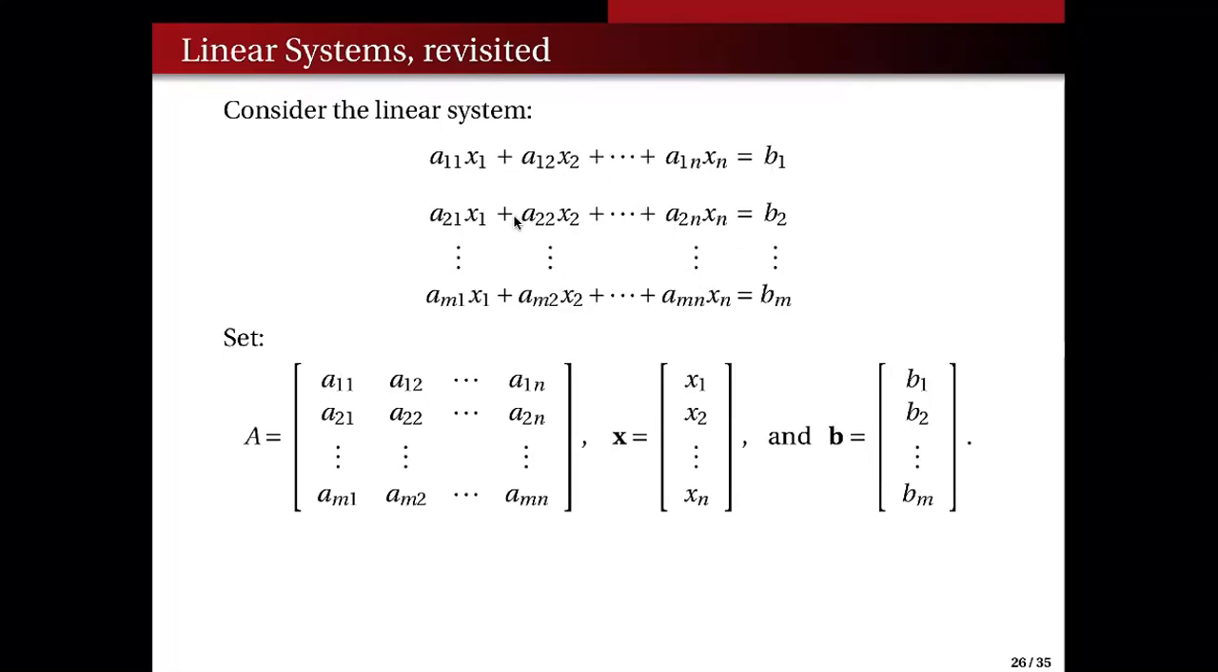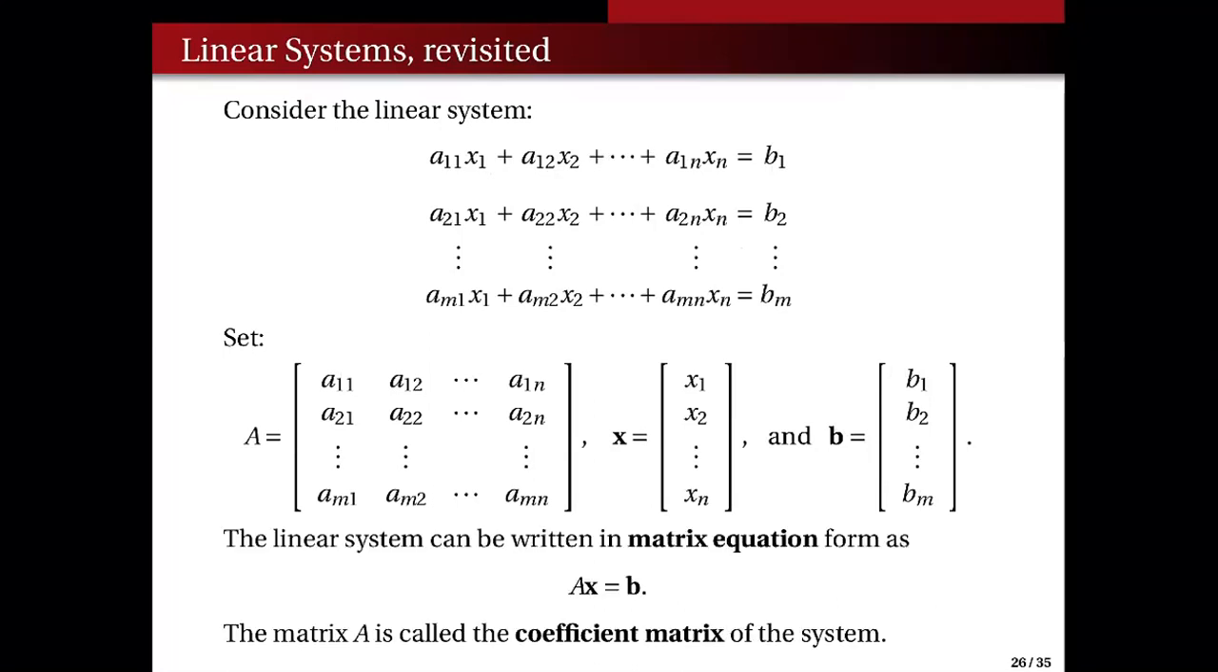Then this linear system can be written in matrix equation form: AX equals B. Matrix A multiplied to vector X is equal to vector B. And as I have said, this matrix A is called the coefficient matrix of the linear system, or the matrix of coefficients of the linear system.